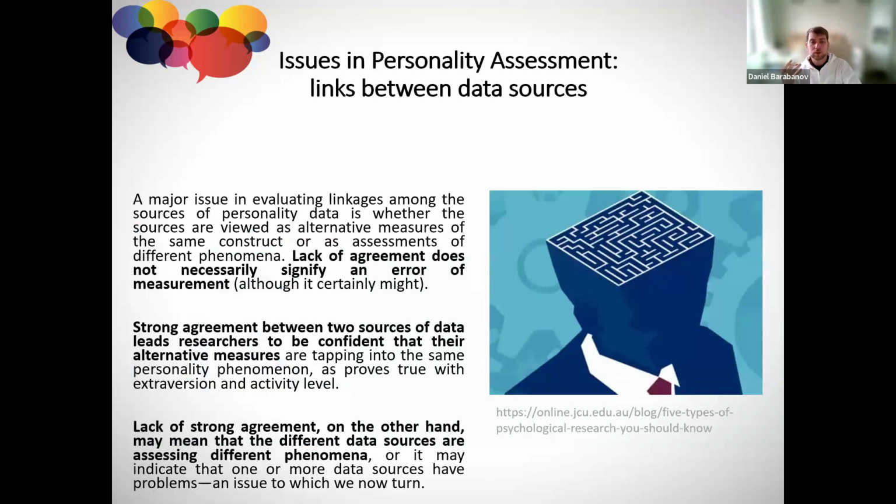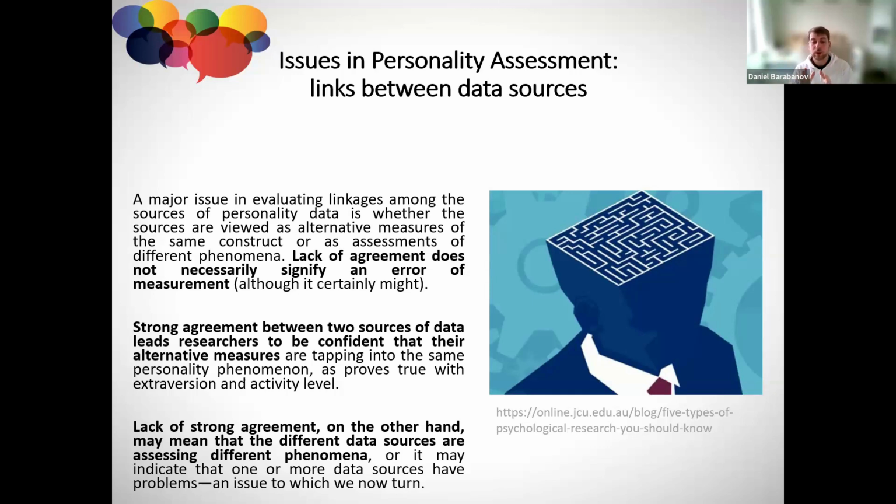A major issue in evaluating linkages among the sources of personality data is whether the sources are viewed as alternative measures of the same construct, for example, different measures of extroversion and introversion, or as assessments of different phenomena, for example, measurement of extroversion and measurement of openness to new experience. So the lack of agreement between sources of data doesn't necessarily signify an error in measurement. Sometimes it might be caused by a different reason.